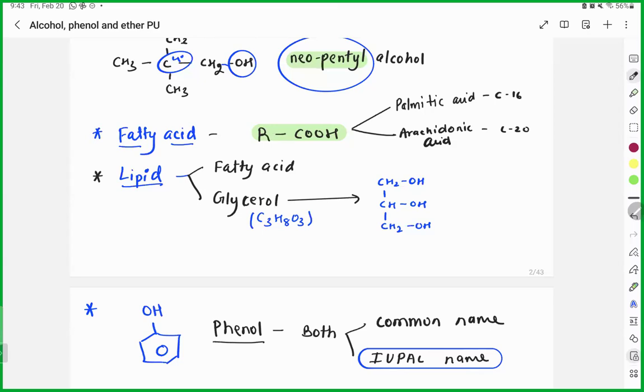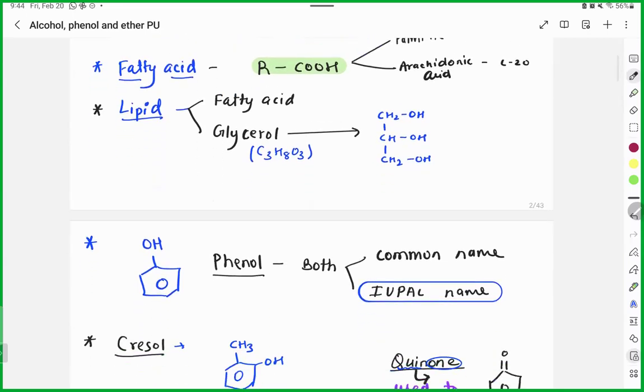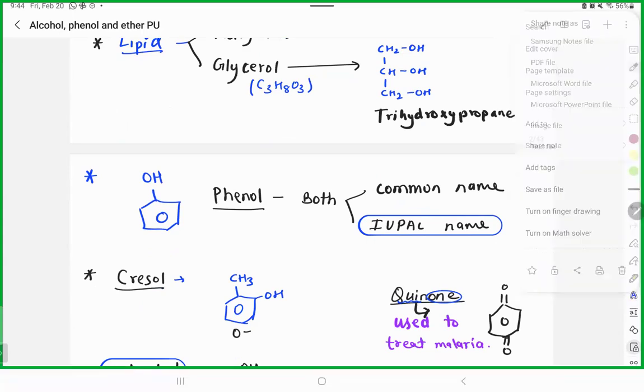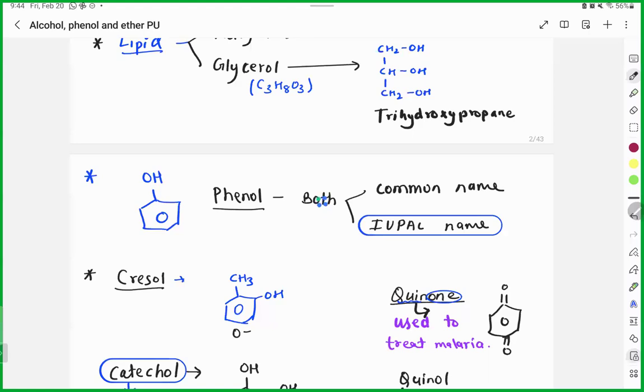What is the other name of glycerol, Tuhina? Trihydroxypropane. Yes, three hydroxy, that's why trihydroxypropane. Just give me a minute, I will send this PDF. Go through it once, because these names will help you in other chapters also, like catechol.